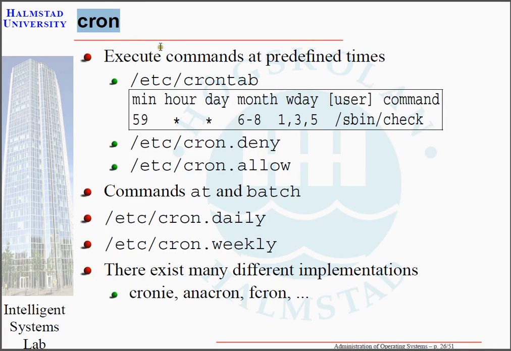One tool which is useful, for example, for doing backup, but obviously not only, is something called cron. And what cron allows you to do is execute commands at predefined times. So there is a configuration file, /etc/crontab, in which you specify which commands should be run at what times. And those will be run in a cyclic manner. So you specify, for example, on first, third, and fifth weekday, on every hour at minute 59, you want to run this particular command.